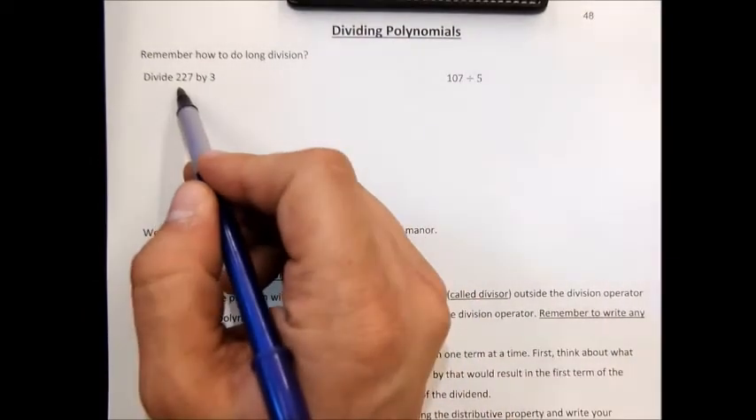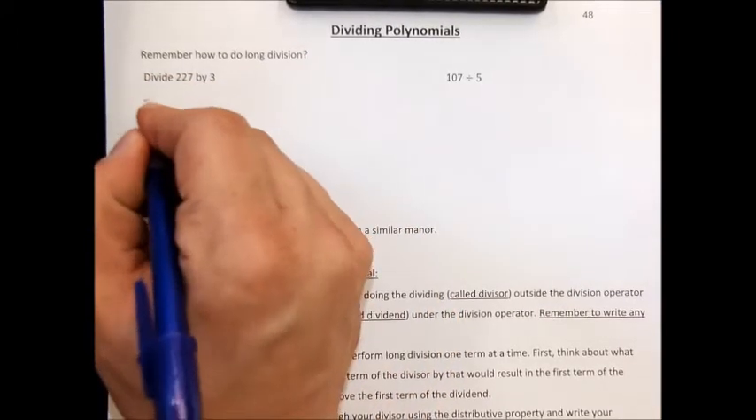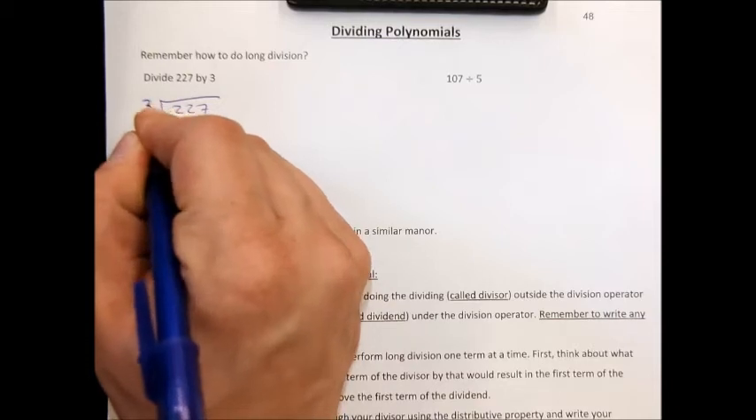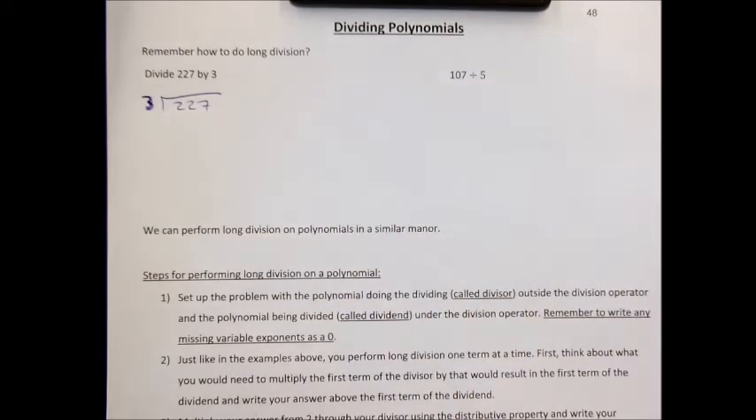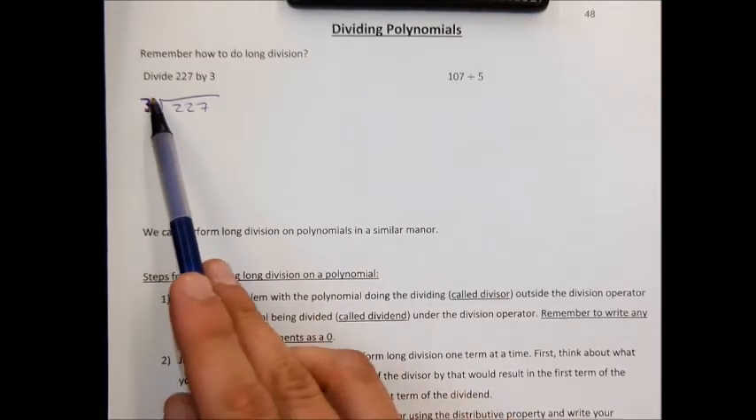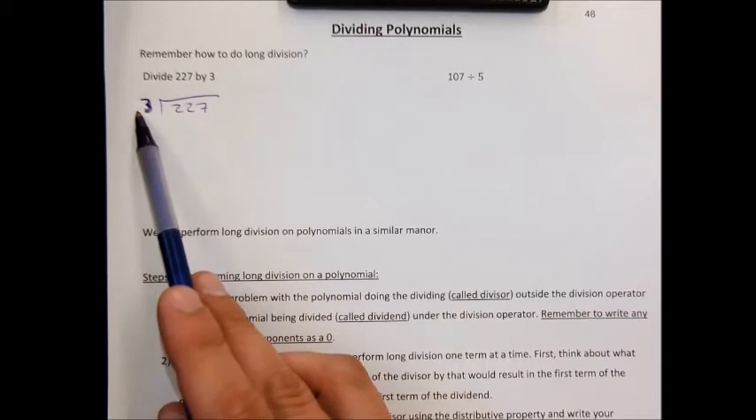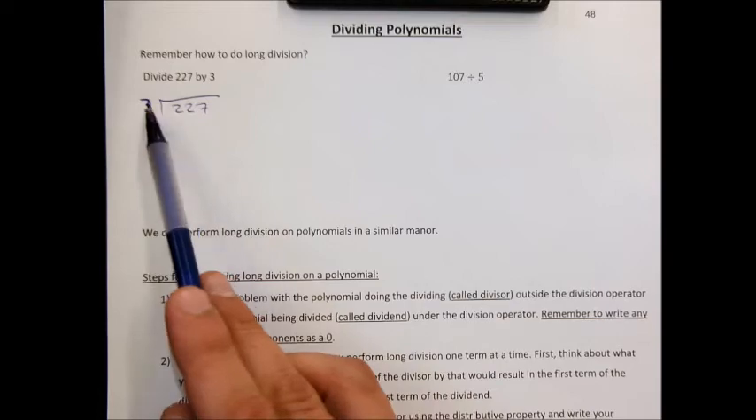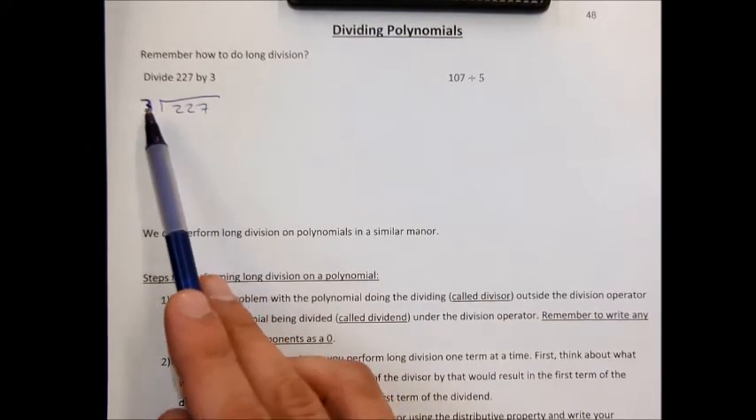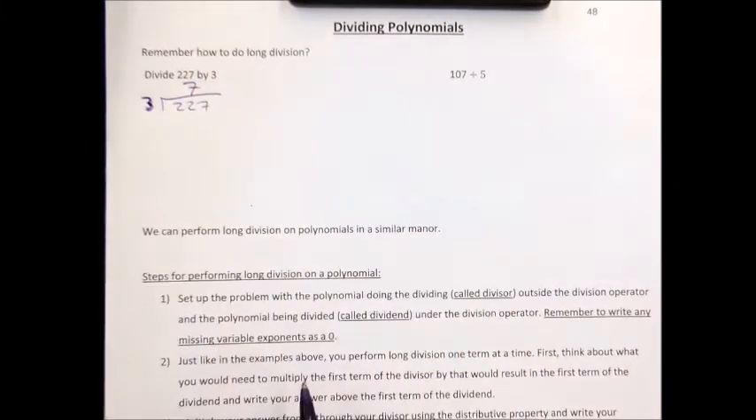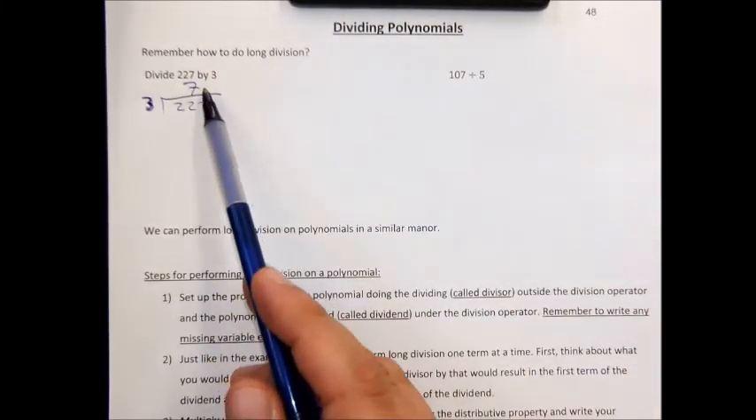If we want to divide 227 by 3, you set it up like this. You put the 227 underneath the division sign and the 3 on the outside. The way you think about these problems is the number on the outside going into the number on the inside. So how many times does 3 go into 2? Well, 2 is less than 3, so we add the second number and ask how many times 3 goes into 22. That happens 7 times, so you put a 7 on top.